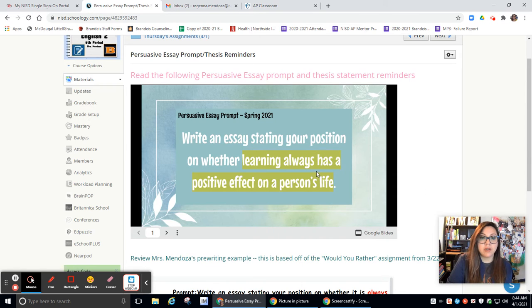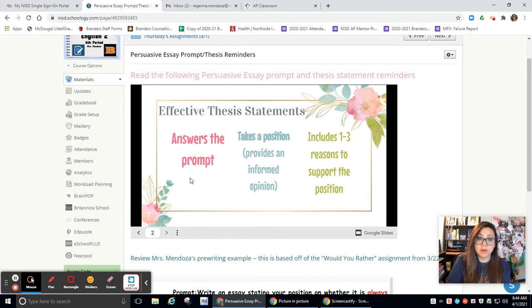So your prompt is write an essay stating your position, your opinion on whether learning always has a positive effect. You cannot tell me it sometimes does and sometimes doesn't. The word always means you have to say yes, it always does, or no, it doesn't always positively affect a person's life, okay? So again, you have to clearly answer the prompt. Yes and no is not a clear answer. It's yes or no. So that means it needs to take a position.